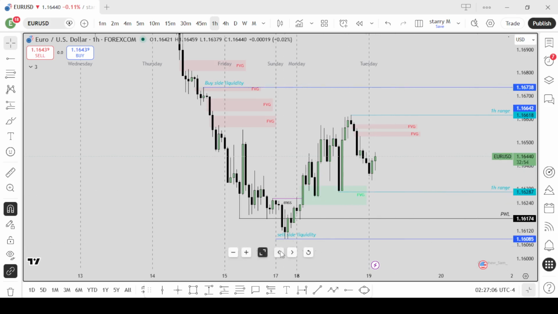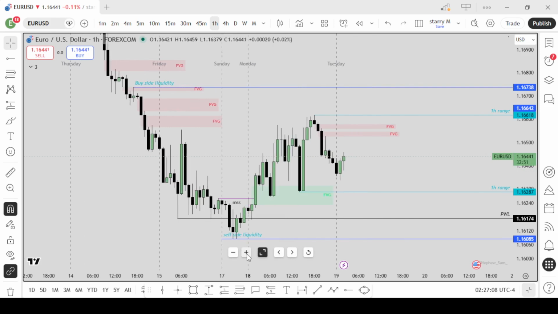We are currently bearish but in a pullback, so you need to mark out your ranges, your 1 hour range, like the higher highs, higher lows. You need to mark them out so that you can know when the market structure actually shifts. For me, this is my 1 hour range, from here up to here.